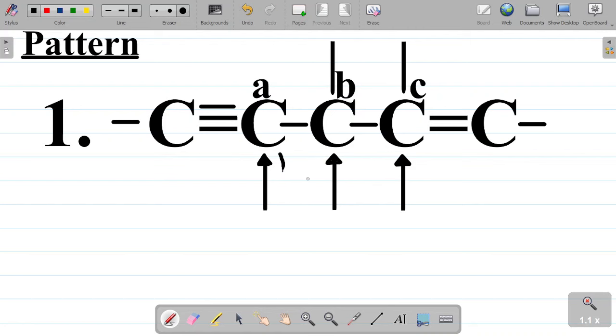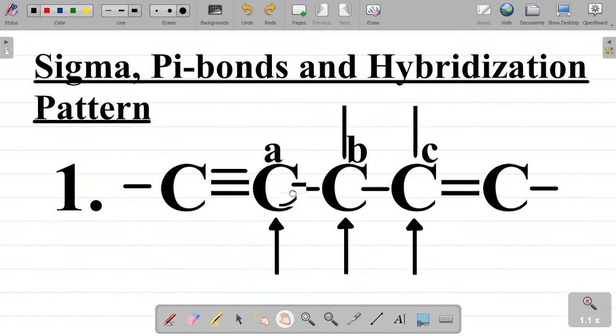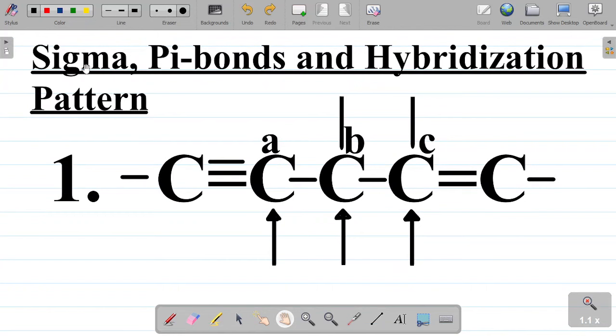They highlighted this one here, that's 1, and they called it A. This one here, that's B, and this one here, C. So we are only asked to focus on these three. Before we answer this question, let's look at the concept of sigma bonds, pi bonds, and hybridization pattern.